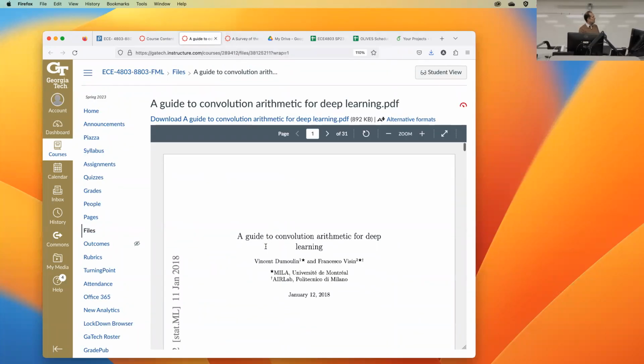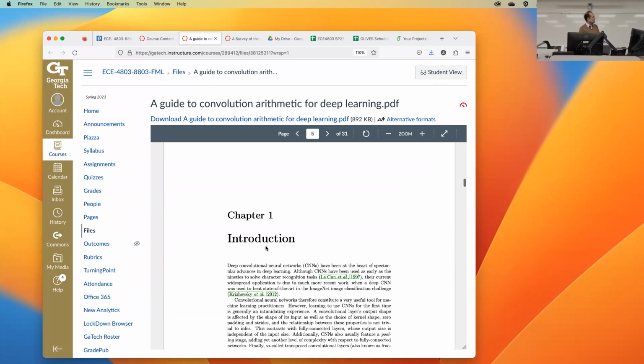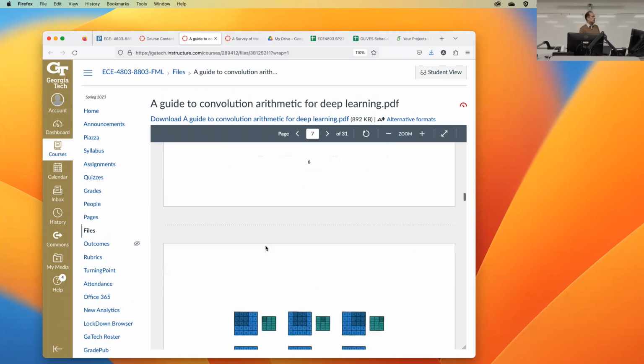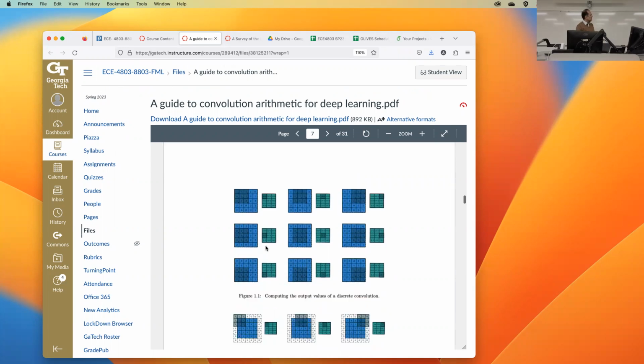The first one, about convolution, really goes through much more detail than what I covered last time, but it's nothing really new. So for those who already forgot about the convolution, this is a very good refresher.